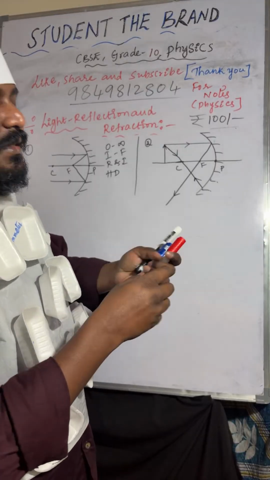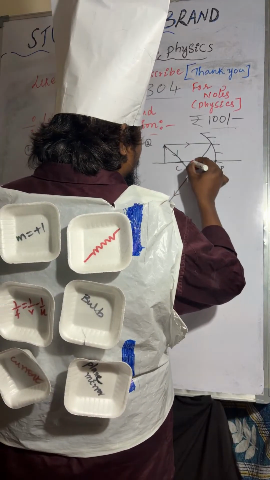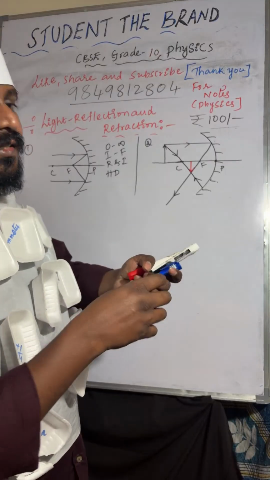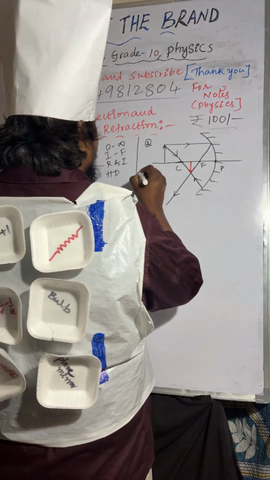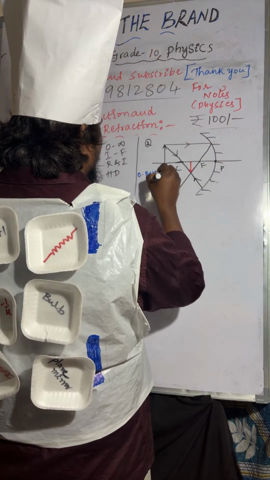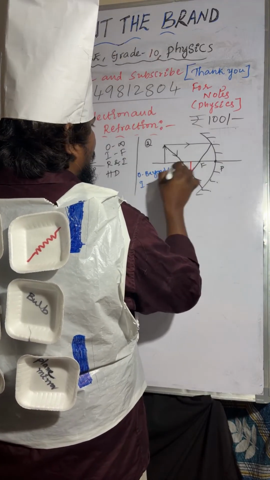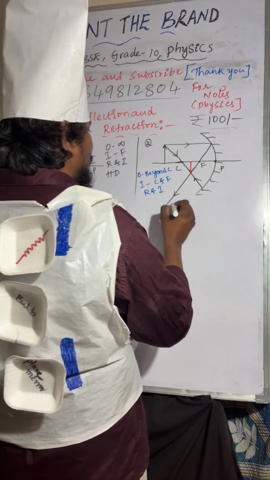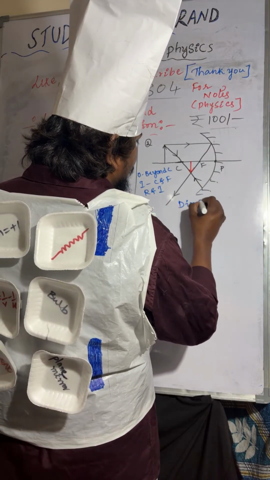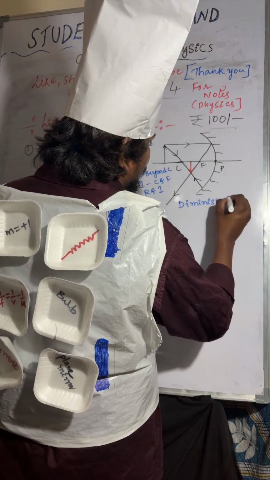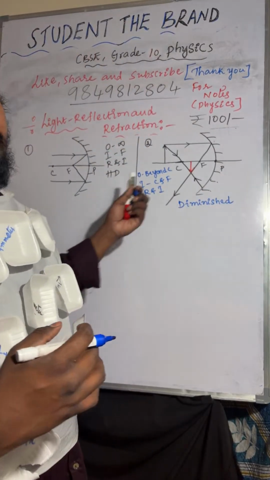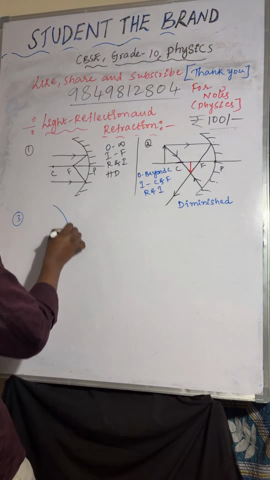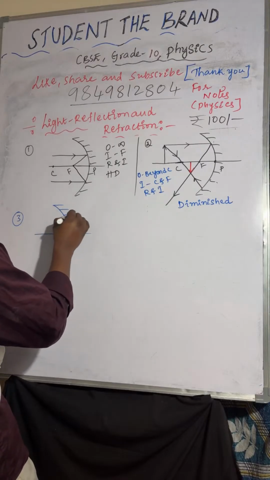So here image will form like here. Object is placed beyond C. Image is forming between C and F. Nature of the image is real and inverted, and size of the image is diminished. Compared to the object, image size is decreased. And coming to the next one, the third one.